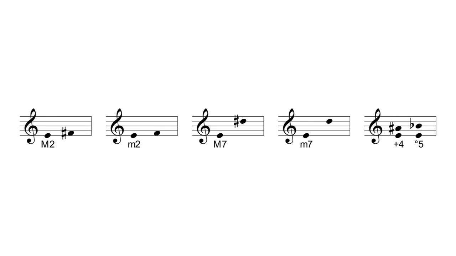Major and minor seconds and sevenths, as well as the tritone, are dissonant intervals. The tritone is named as such because it is made from three whole tones and is spelled as an augmented fourth or diminished fifth.